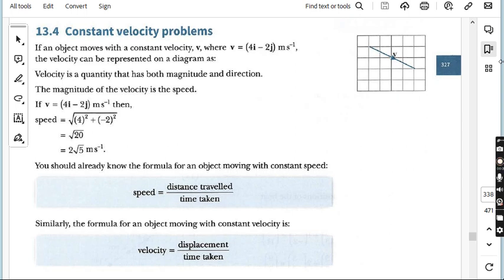Students, in the last lecture we finished exercise 13.3 from chapter number 13, named vectors. Today we are going to start the last exercise of chapter 13, that is exercise 13.4. The topic of this exercise, as you can see on your screen, is constant velocity problems.